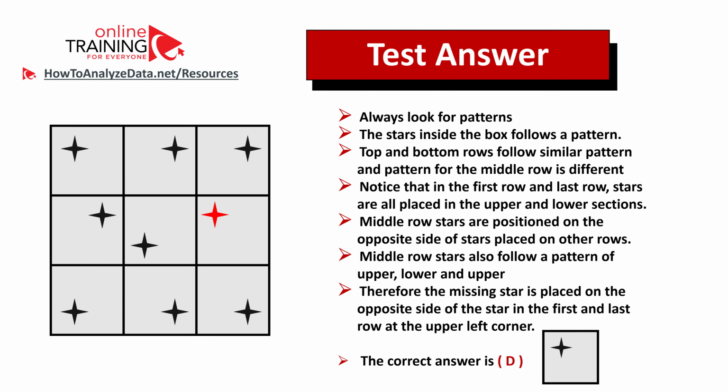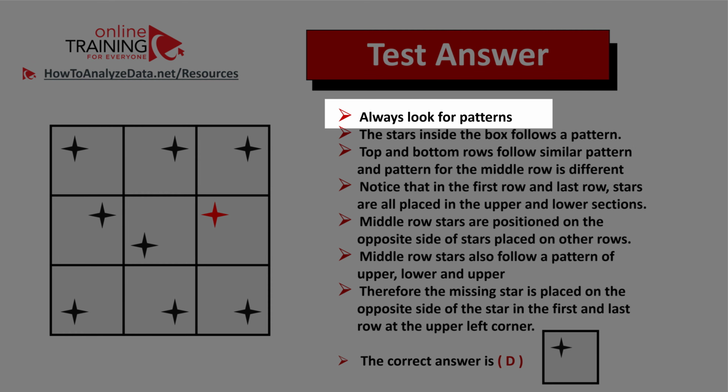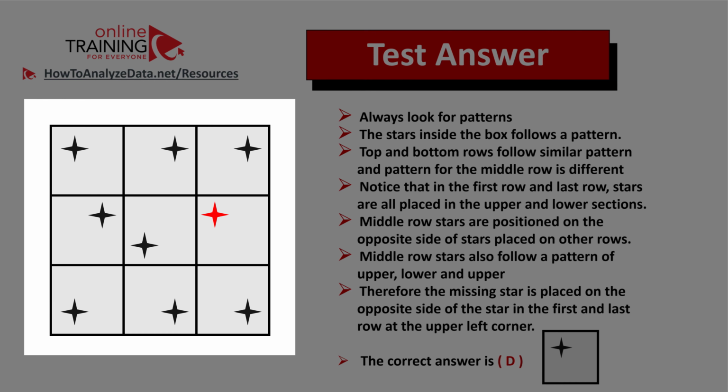As usual, the best advice I can give you is always look for patterns. So there are multiple patterns going on. Let's look at each one of them. The first pattern is that the top and the bottom rows follow similar patterns. You see the location of the stars. For the top row, they are at the top, and for the bottom row, the stars are at the bottom part of the bottom row.